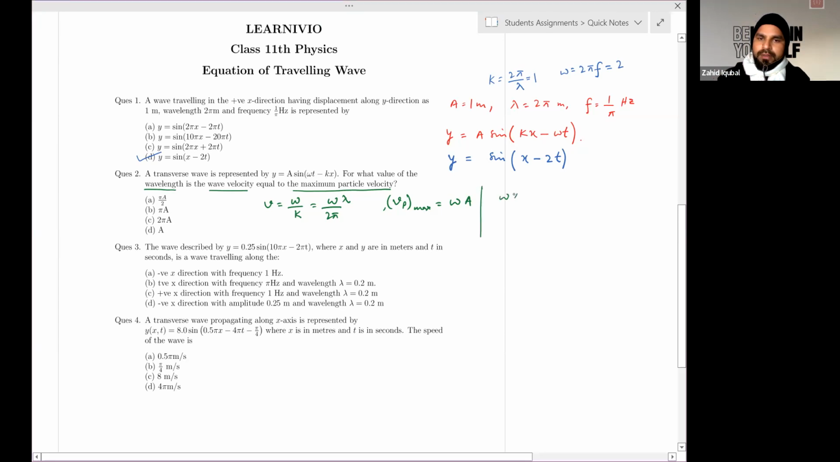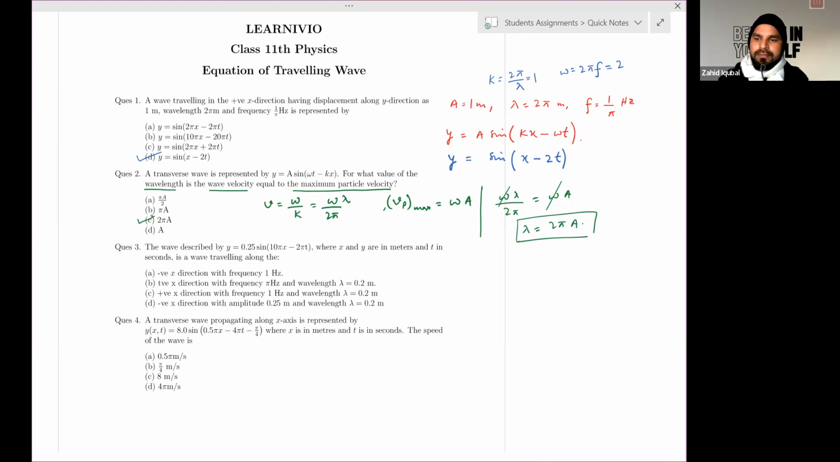On equating, omega times lambda by 2 pi equals omega times A. Omega and omega will cancel out. So lambda will be equal to 2 pi times A. It means option C will be correct. Yusuf, any doubt? No, sir.